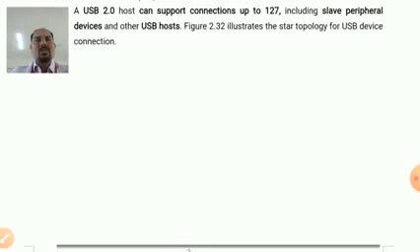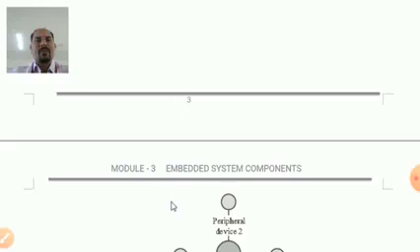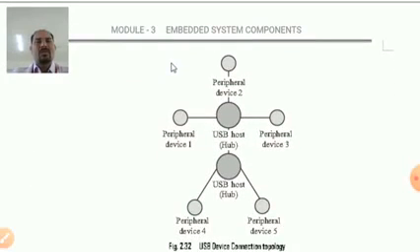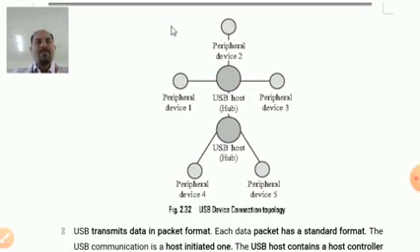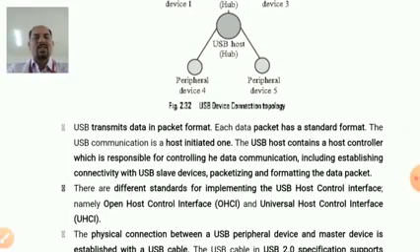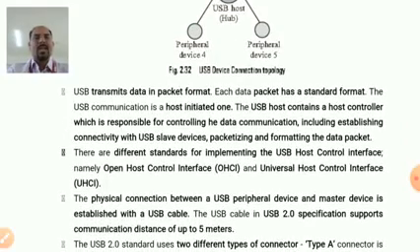Figure shows the star topology of USB connection. See here, at the center we have the USB host to which peripheral device 1, device 2, device 3 are connected. The USB host is connected to another USB host that in turn is connected to peripheral device 4 and 5. USB transfers the data in packet form, and that packet has a standard format. And this USB is a host-initiated one.